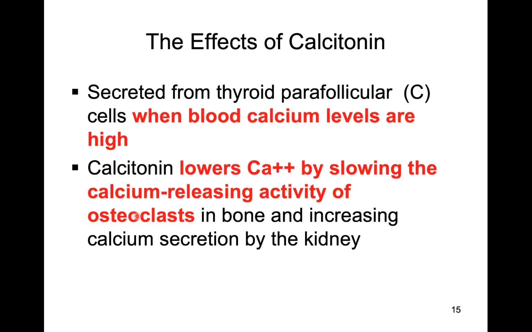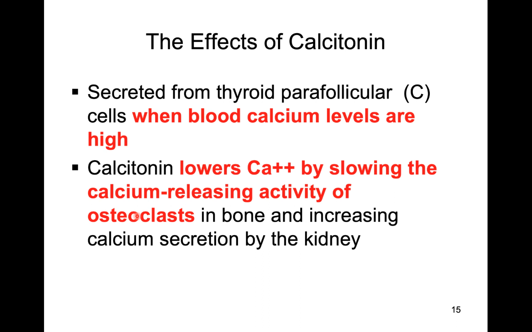Osteoclasts are types of cells in your bone that break down your bone. Now think, what's stored in your bone? What do you as humans store in your bone? Well, a lot of minerals, but one of the most predominant minerals is calcium. So if you have osteoclasts breaking down your bone, they're releasing calcium into your blood.